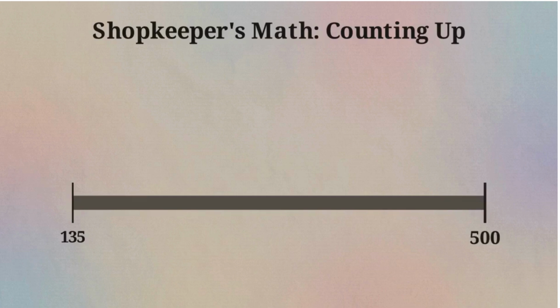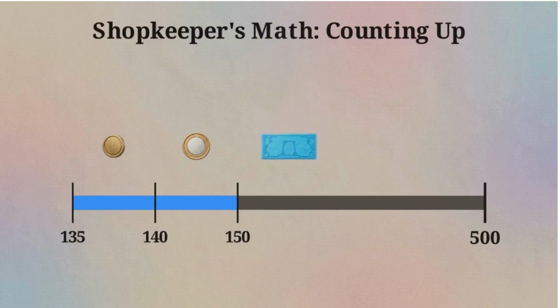First, they add small coins to reach the nearest round number. A 5 rupee coin takes the total up to 140. Next, they toss in a slightly larger 10 rupee coin to hit the next major step of 150. A medium-sized denomination bridges the gap to the hundreds. A 50 rupee note brings the running total to exactly 200.